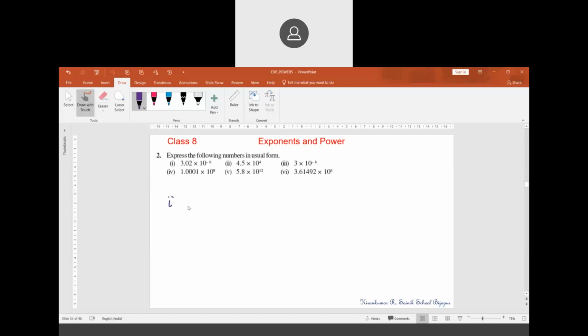For example, the first one is 3.02 into 10 to the power of minus 6. So this number 3 should be written after 6 places, with zeros. So 0.000000302. Isn't it correct? There should be 5 zeros. So the extra 0 should not be there. Now it's correct.